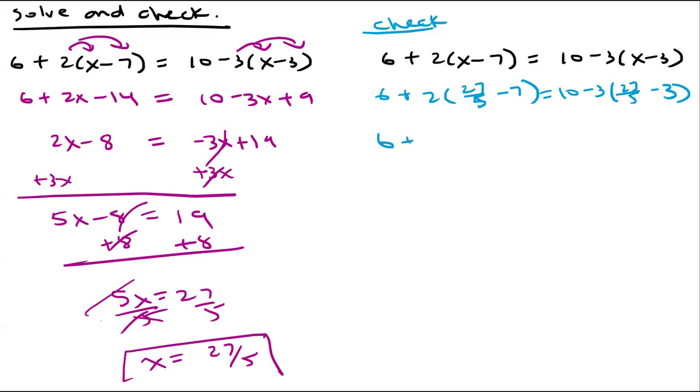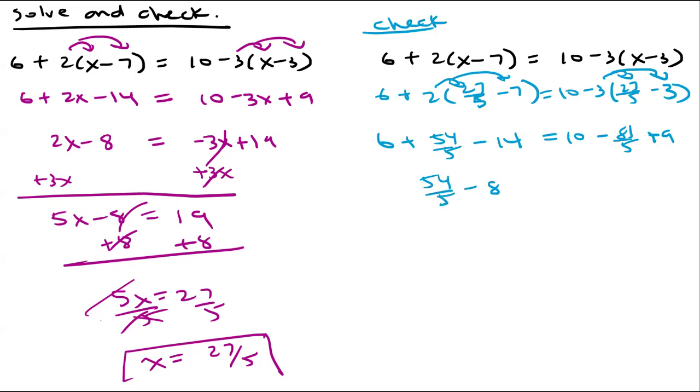So this left side, we're going to have 6 plus, and I distribute the 2 in each side. So, where do we get that? 54. Okay, so that's going to give me 54 over 5, and then minus 14. This side we have 10 minus, okay, 27 times 3 is 81, so that'll be 81 over 5 plus 9, because again, I'm doing it for every single term. Okay, 6 minus 14 is going to give us negative 8, so 54 over 5 minus 8.